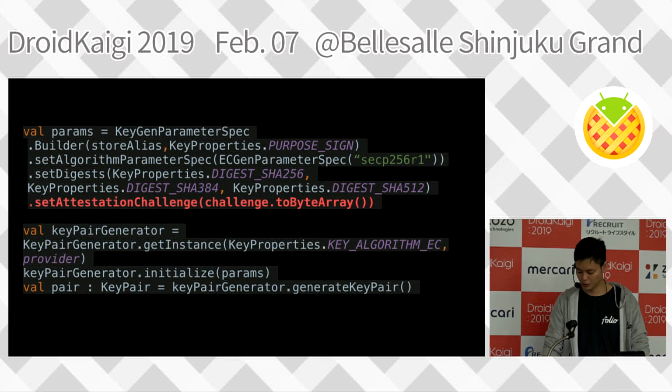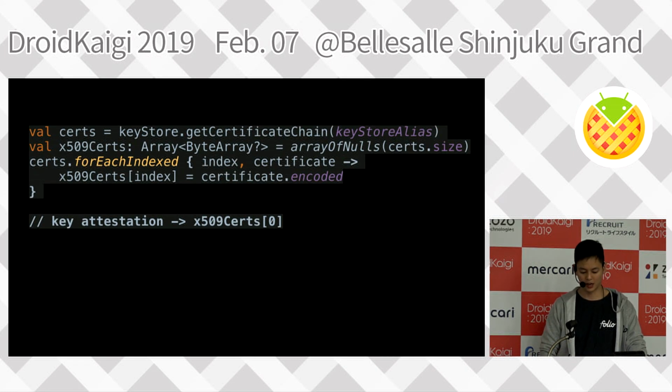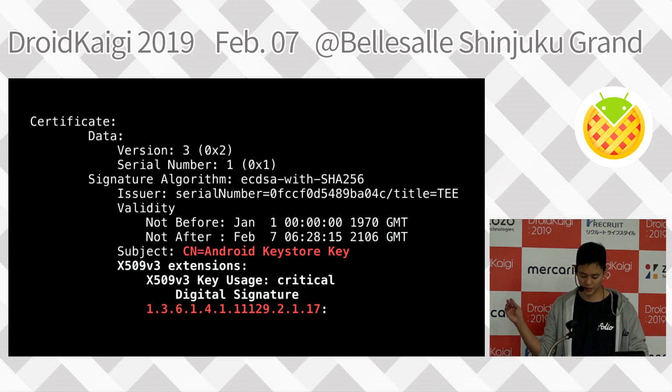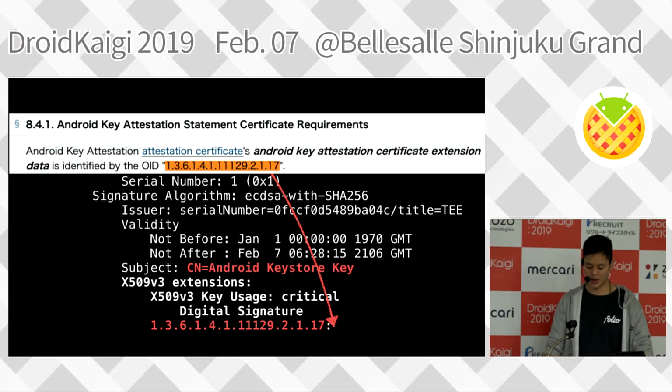So this is the code. You actually just need to specify one line when you generate the key pair in the keystore. It's called setAttestationChallenge. Then when you generate the key pair using that and extract the certificate, you will see the root certificate is just like this. This is the root certificate I generated on my Pixel 3. The root certificate has the subject CN, common name, Android Keystore Key, saying it's generated in the keystore. It also has an extension, the OID 1.3.6 and so on, which basically says it's key attestation. It was generated by the key attestation way.